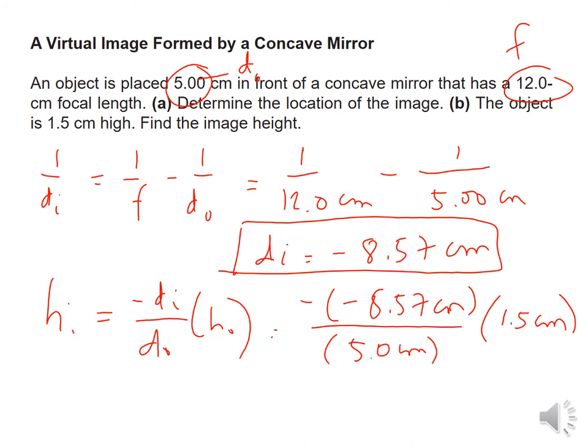So negative negative 8.57 centimeters multiplied by 1.5 centimeters divided by 5.00 centimeters, the answer is 2.57. So this is positive 2.57 centimeters. The height of the image is 2.57 centimeters. So the image is larger than the object. The answer is positive, which indicates that the image is upright.